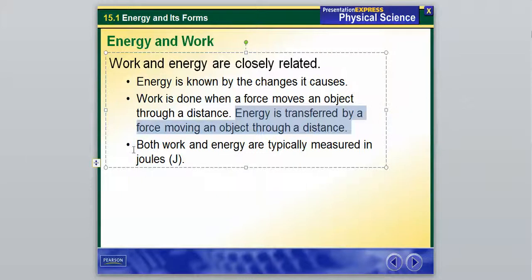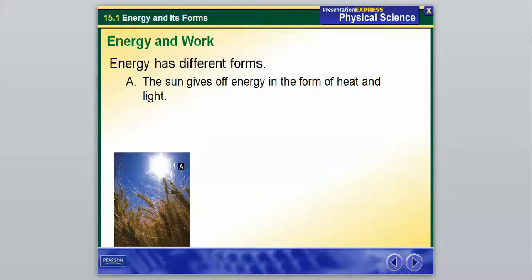Because they're so closely related, both work and energy are typically measured in joules. That is our SI unit for energy as well, so we don't have to learn a new SI unit for this chapter. Keep in mind that because they're so closely related, they're both measured in the same SI unit. Energy is a big concept because it has so many different forms. It isn't a simple thing you can just wrap your head around. It's not static. It's very dynamic, always changing its forms and converting into different forms.